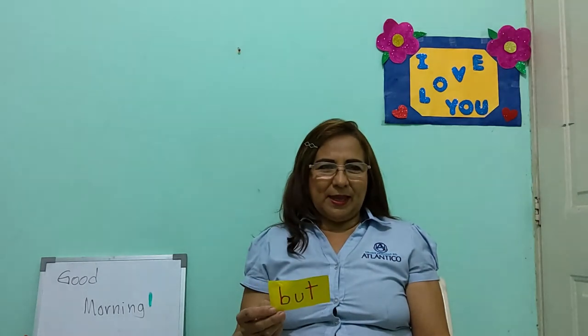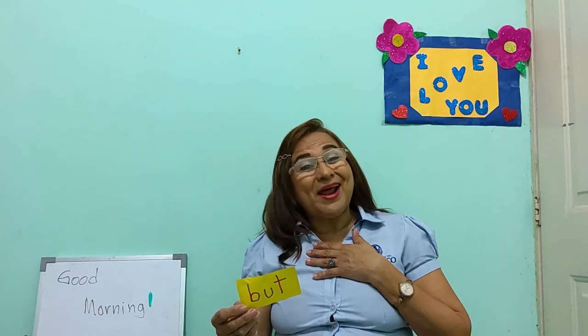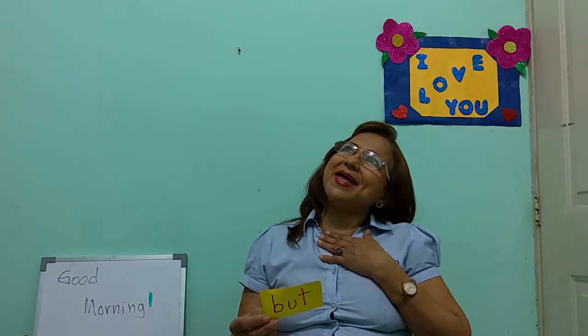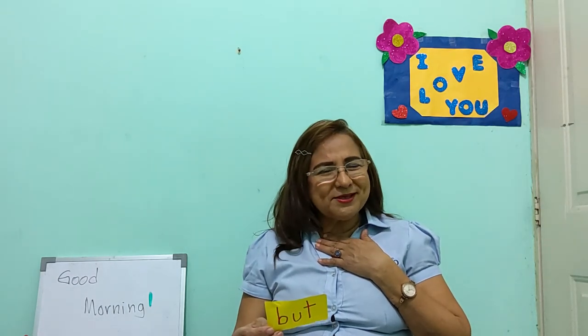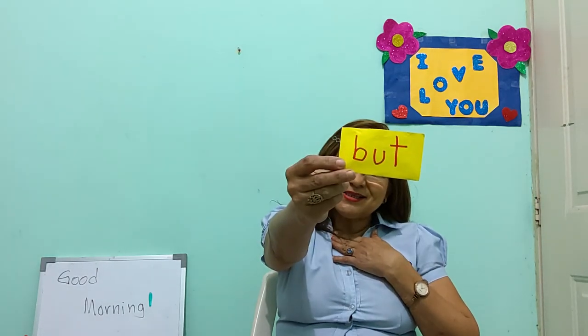Okay? So I'm going to say another example. I am wearing earrings and a watch. Can you see my watch? Now I'm going to make another example with but. Okay. For example, about what I like. I like going to the movies, but I don't like to go downtown. See? I don't like going shopping downtown.